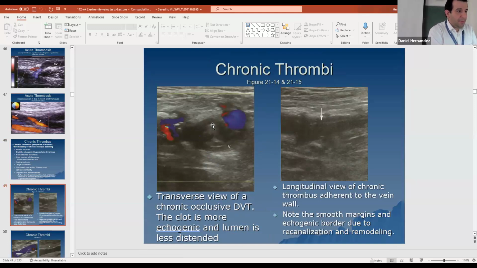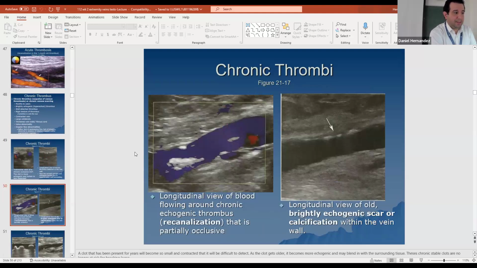So I'm not too big of a fan of this picture as representing chronic thrombi. For me, chronic thrombi are really more echogenic. So like this, these are more chronic thrombi. You see very bright echogenic, but there's flow now getting through that vessel. It's recanalized. So this is that fibrous scarring, fibrotic scarring. Here we can see it along the vessel wall, brightly echogenic.